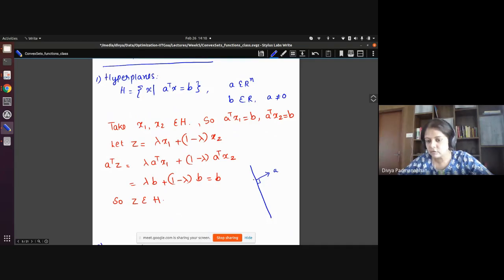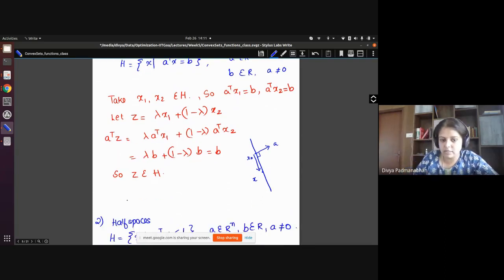In the sense that if you have some point x naught here, and you have a point x, any point on this line, now x minus x naught is this vector. So A is orthogonal to this vector x minus x naught. So let's just write it here: A transpose (x minus x naught) is 0.